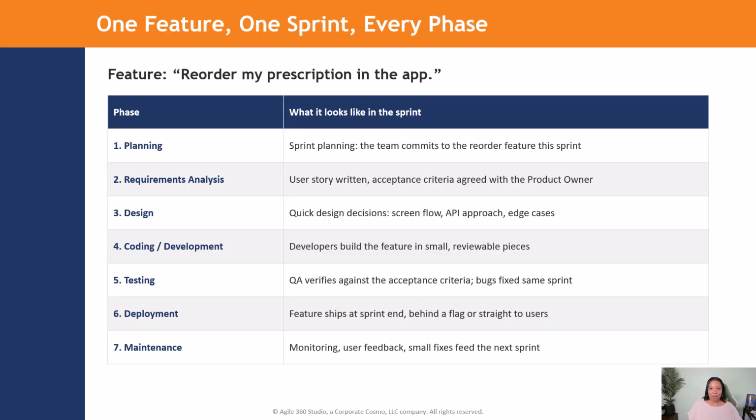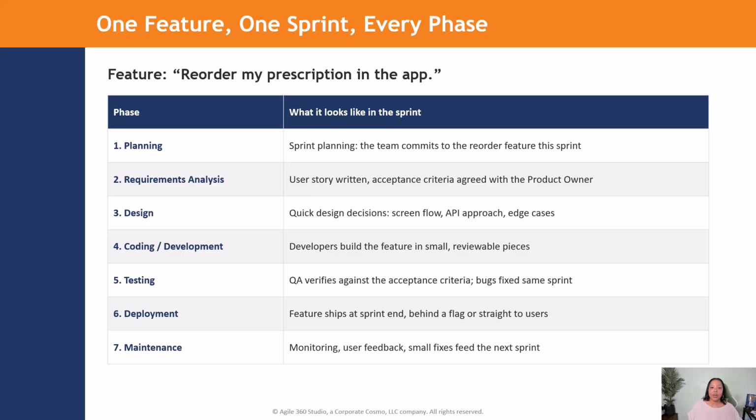So let's see one feature that travels the whole loop. Let's make this concrete with one feature. Say that you're building a healthcare app and the feature is reorder my prescription with one tap. Planning happens in sprint planning where the team commits to this feature. Requirements analysis is the user story and its acceptance criteria, such as: as a patient, I want to reorder a prescription so I don't run out of the medication, with clear conditions for what done means.